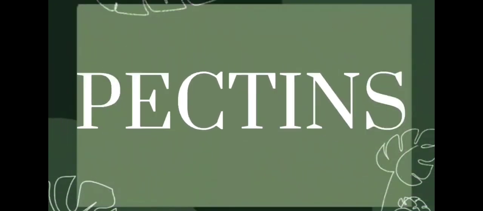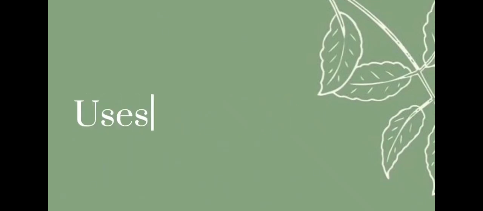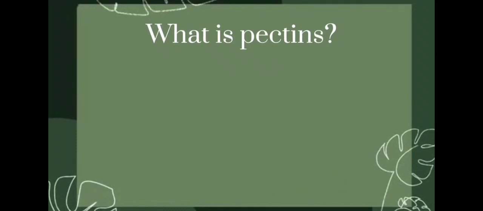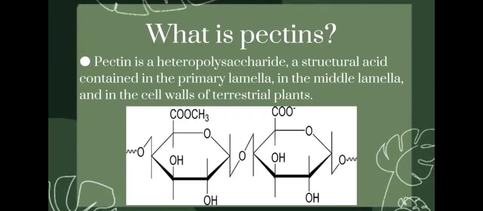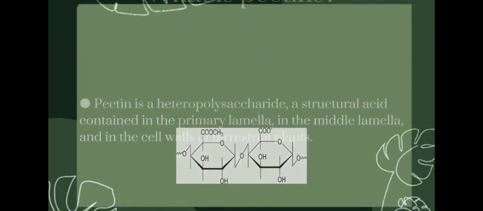In this video, we're going to tackle what pectin is, where to find it, and its uses or importance. What is pectin? Pectin is a heteropolysaccharide, a structural acid contained in the primary lamella, in the middle lamella, in the cell walls of terrestrial plants.